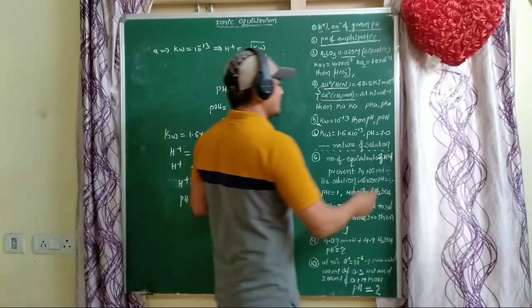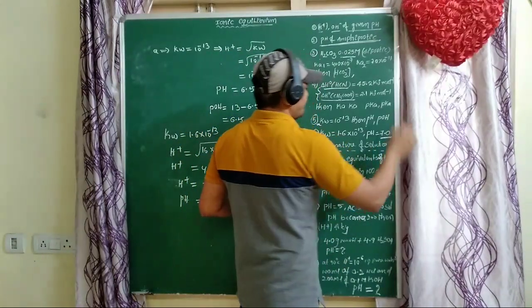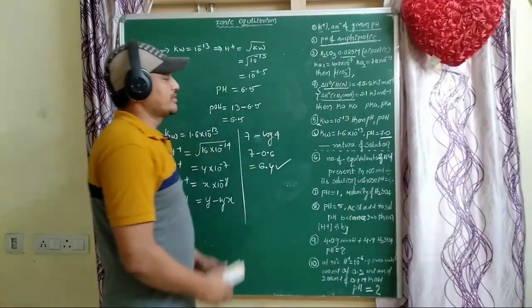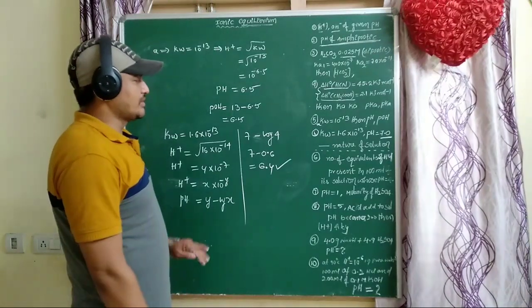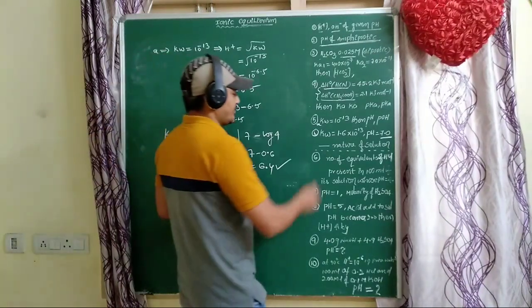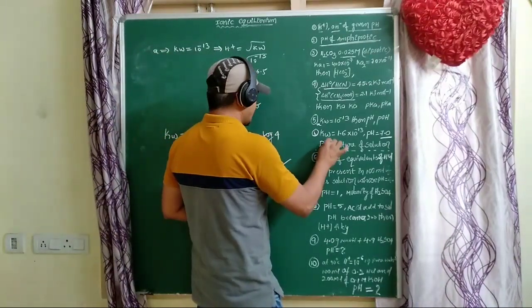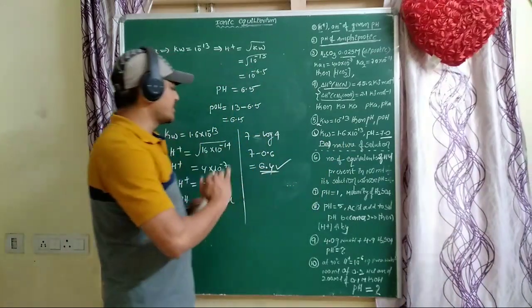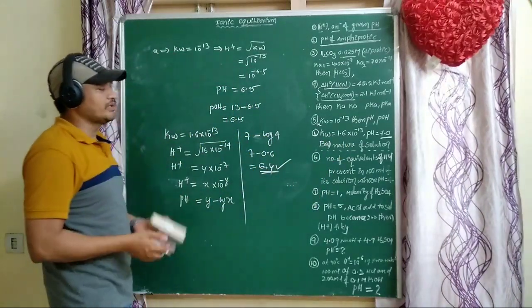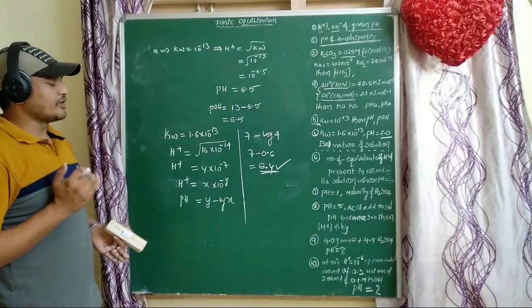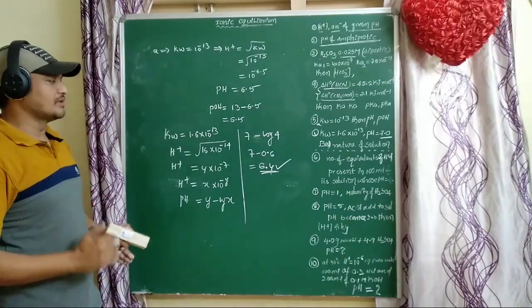Here the pH value is given as how much? 7. So that solution is basic in nature. Here the neutral pH is 6.4. Greater than 6.4 is a basic solution. Less than 6.4 is an acidic solution.